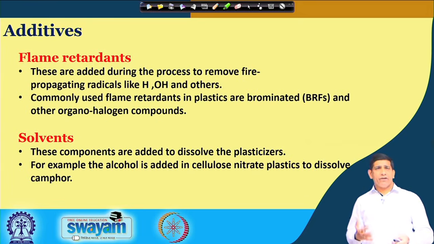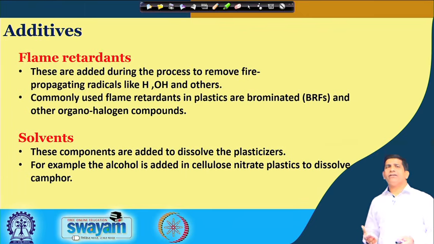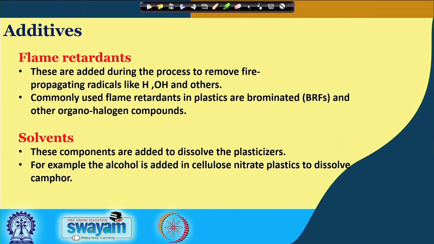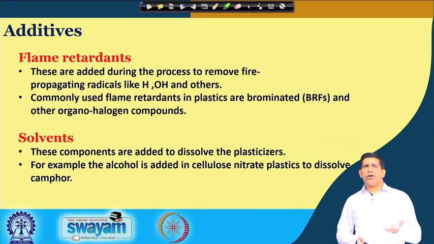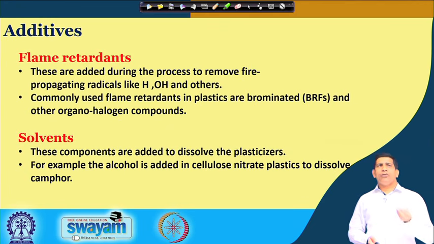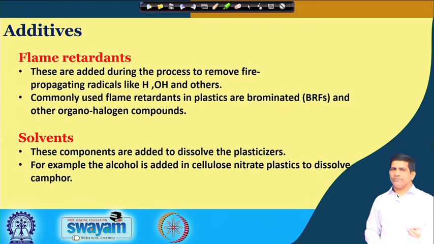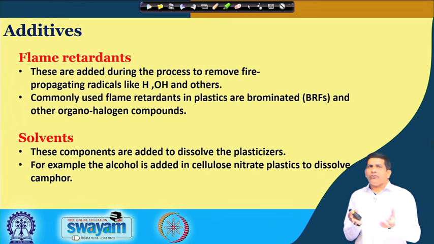What are the different types of flame retardants? Mostly they are brominated flame retardants. You see a lot of bromine-containing compounds. It's an organohalogen compound. They are brominated flame retardants, and they have certain adverse environmental impacts. These flame retardants are added during the process. Why are they added? To remove the fire-propagating radicals. So you don't want fire to happen.